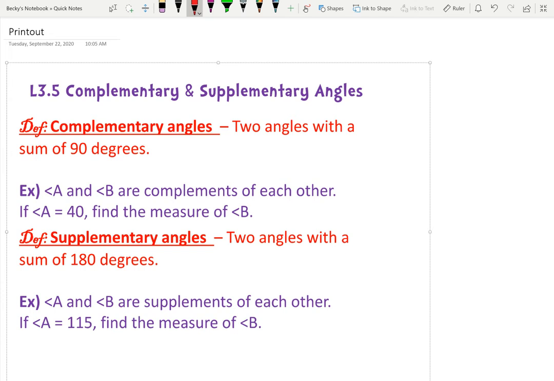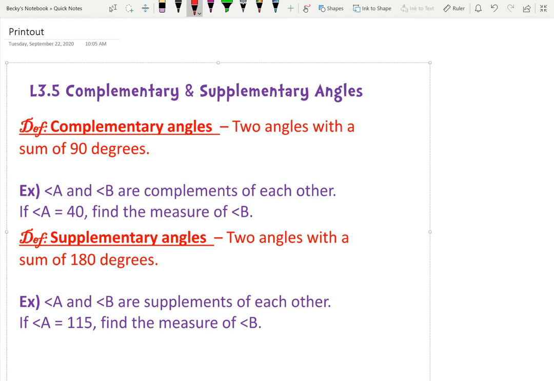A complementary angle is simply two angles that have a sum of 90. Now supplementary is almost the same definition, except it has two angles with a sum of 180. Now, some questions that sometimes arise is, what do these look like?